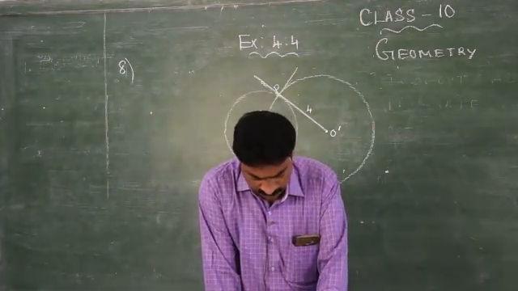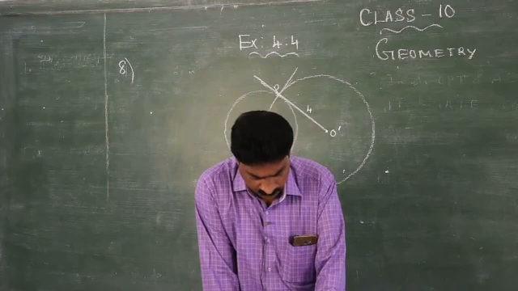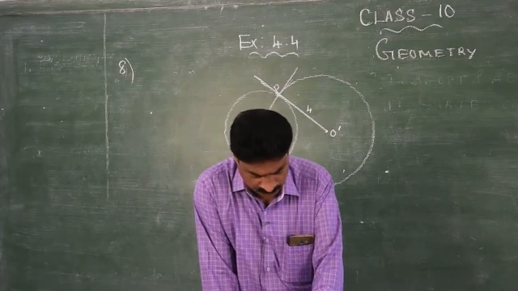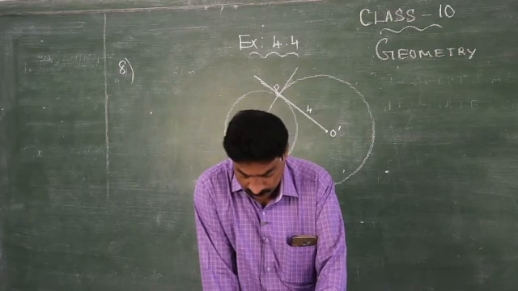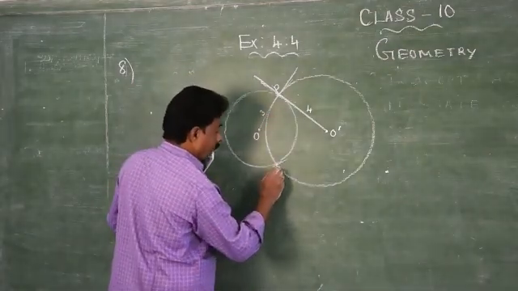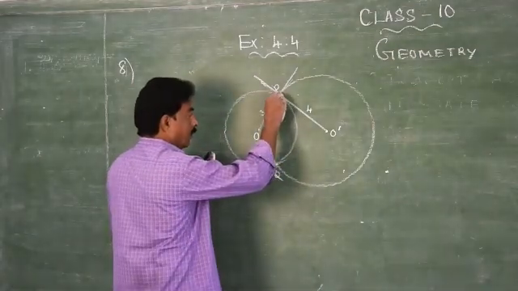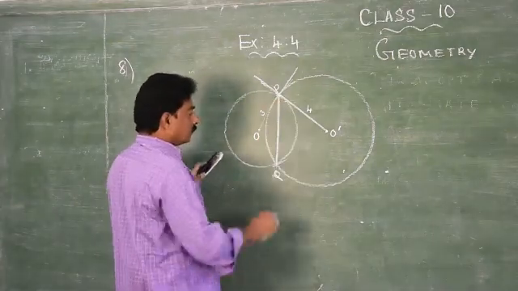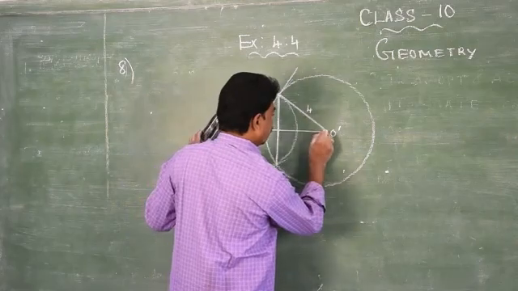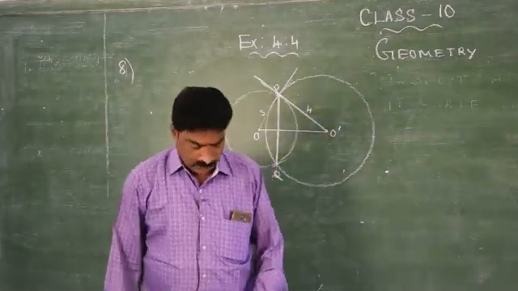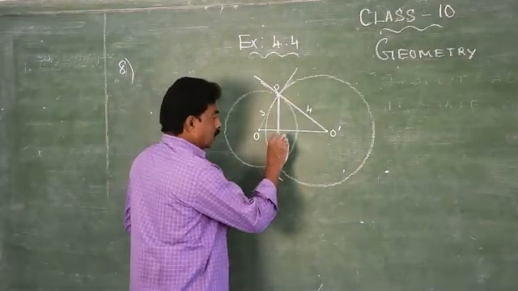Now, P and Q are 2 points such that OP and O dash P are the tangents to the two circles. Find the length of the common tangent PQ. You have to find this length. So O and O dash, if you join, where both intersect, we call it R.